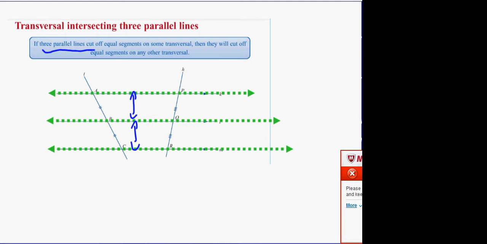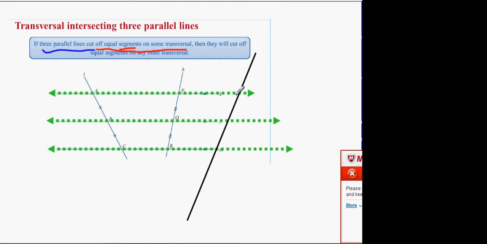Now the next part is, they cut off equal segments of some transversal. Then they will cut off equal segments of any other transversal. So here's what it means. They give you three parallel lines which are in the green. They draw what's called a transversal. A transversal is a line that doesn't change direction. So it doesn't do this. It will just go all the way down, and it will cut all three lines. Now what it says in the theorem is that it cuts off equal segments.